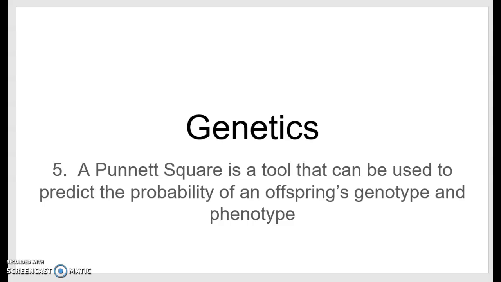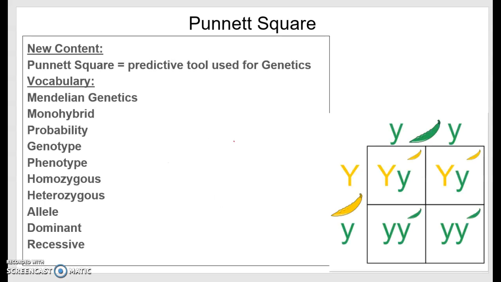Today we're going to take a look at a Punnett square, which is a tool used to predict the probability of an offspring's genotype and phenotype. If you're a lifelong Bellwoodian, I'm sure you had this back in 7th grade, maybe with Mr. Hescox in life science. But we're going to revisit the Punnett square today. It's a predictive tool used in genetics to help you see the possible outcomes of a genetics cross.